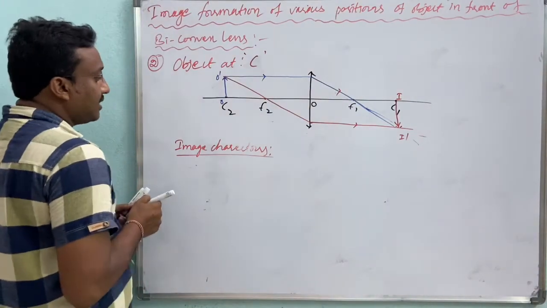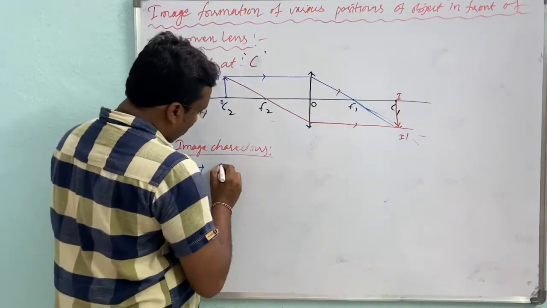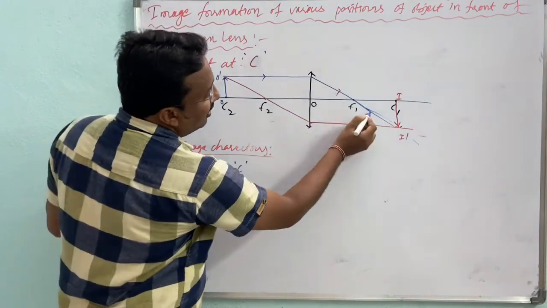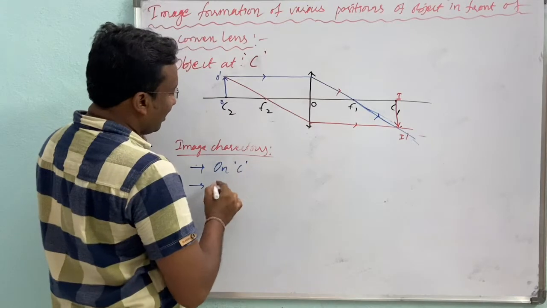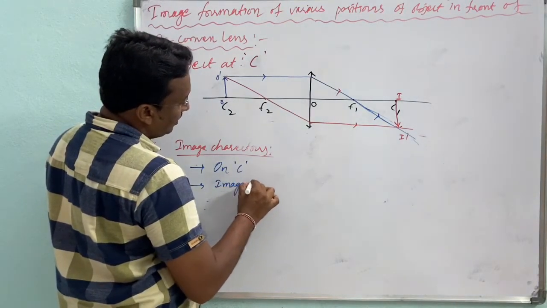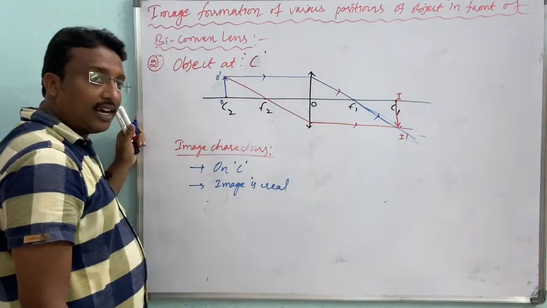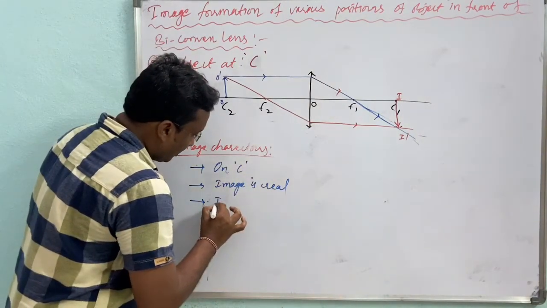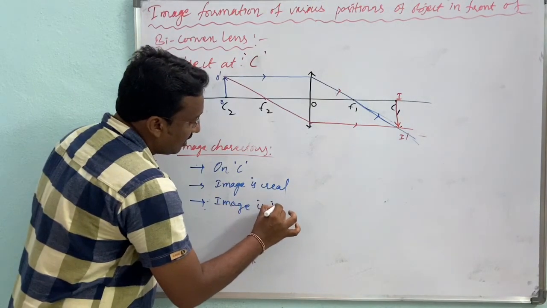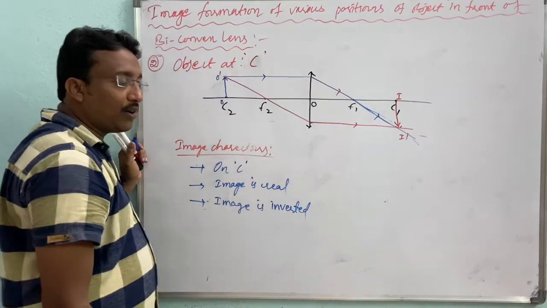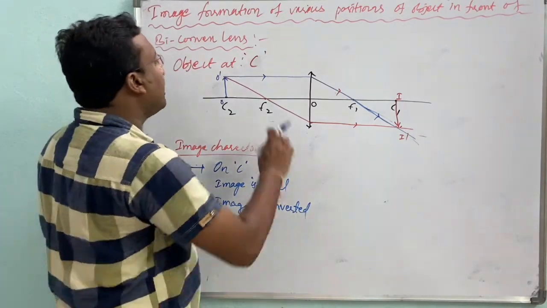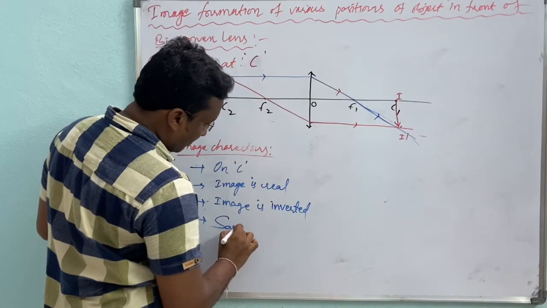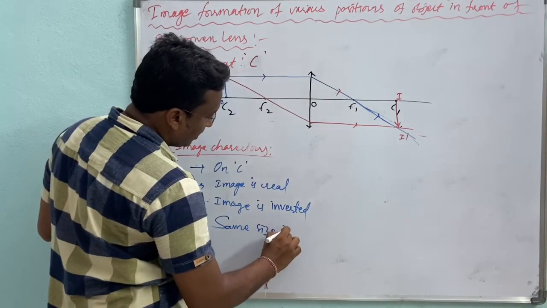Here we have to write the image characteristics. The first one is where it is located, on C. Then it is formed by really converging rays only, so I have to say the image is real. And the next one, the image is inverted. Real images are inverted images. And the next one, what is the height of the object and image? You can see that the height of the image and object is the same, same size image.